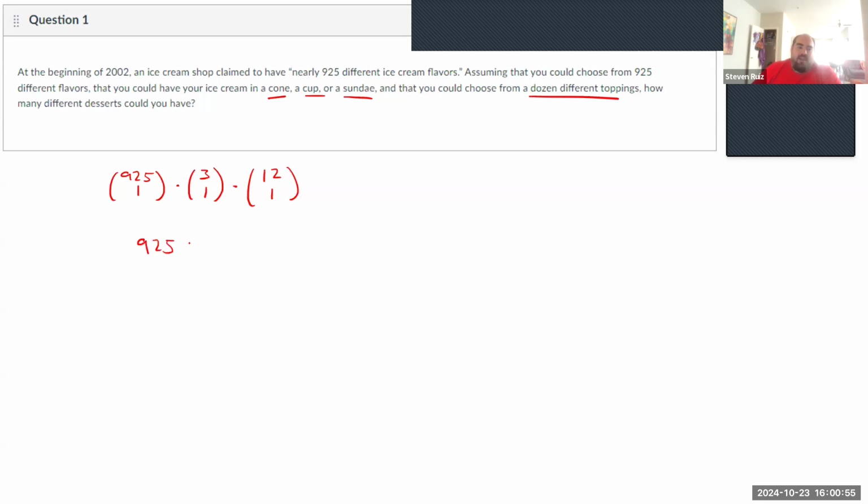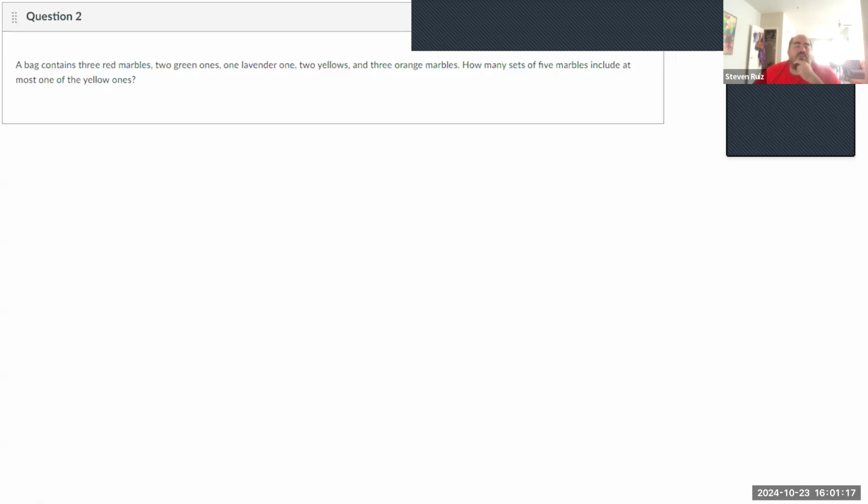to just multiplying 925 times 3 times 12, which is equal to 33,300. So that's how many total distinct things you can get from this ice cream shop. All right, moving on to question two.